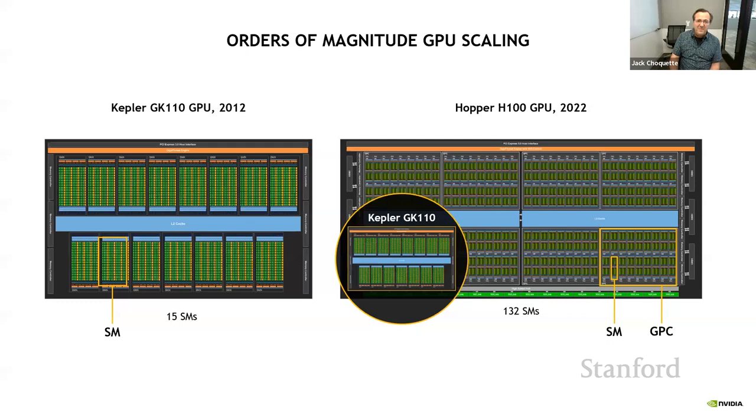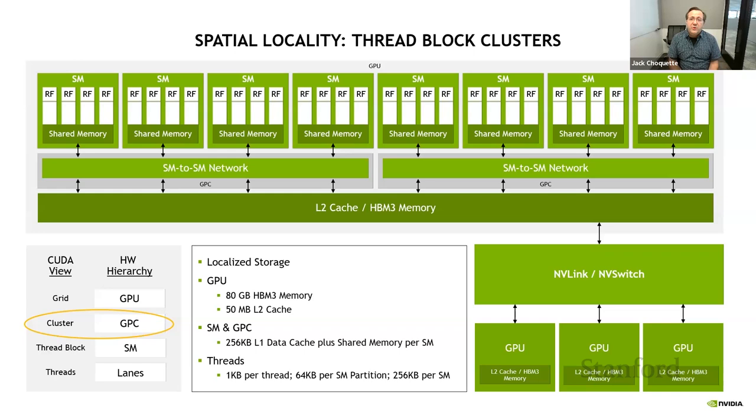To take advantage of this additional locality, H100 adds an additional level of hierarchy to CUDA, the thread block cluster. Here, the computation takes advantage of the GPC hardware hierarchy and the 256 kilobytes of localized storage in the SM. SMs within a cluster communicate directly with each other through an SM-to-SM network.